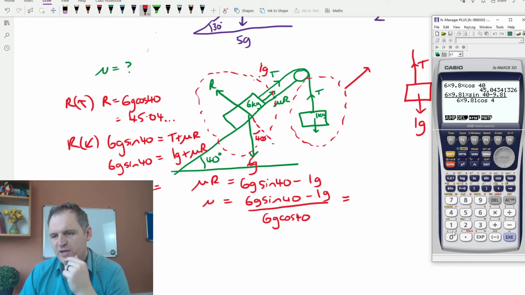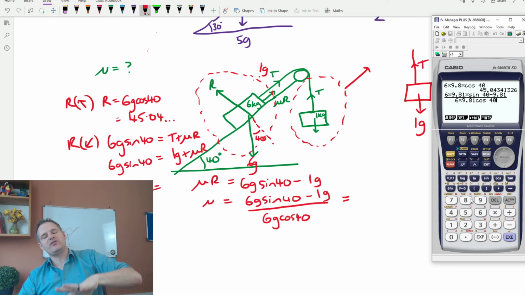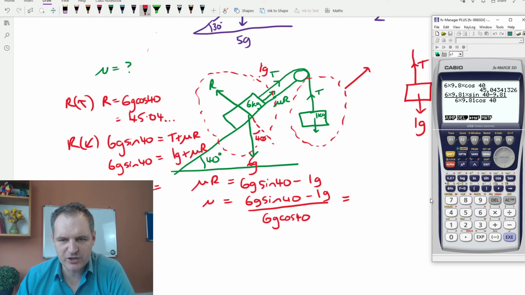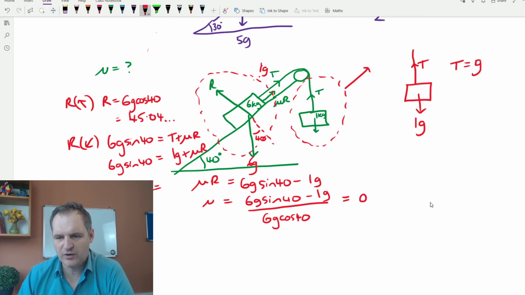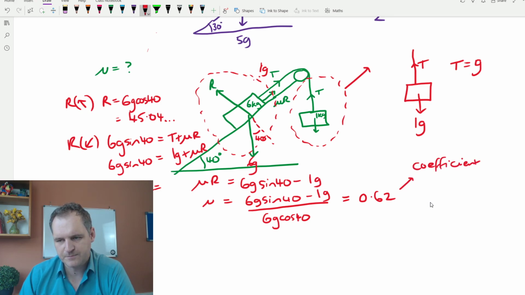Now we can only do all this calculation because we know it's in static. It's not moving. It's in equilibrium. But using the friction and the connection of the particles here, we're able to see this calculation tells us that mu is 0.62. That is the coefficient of friction.